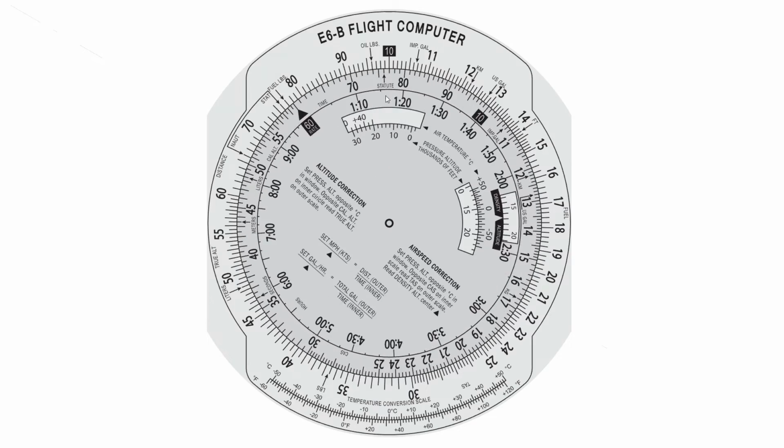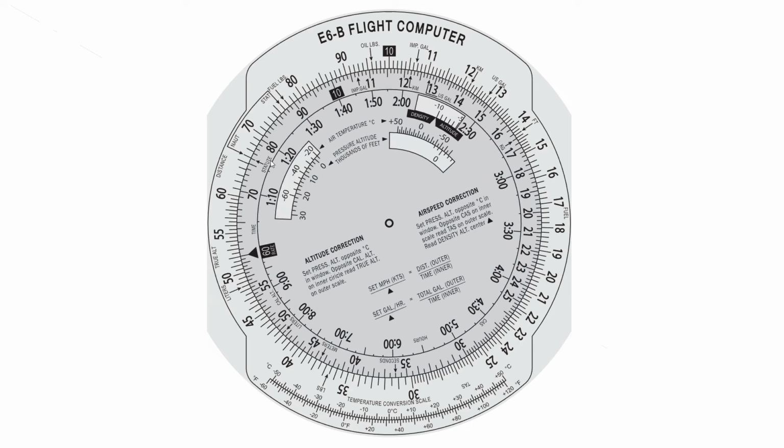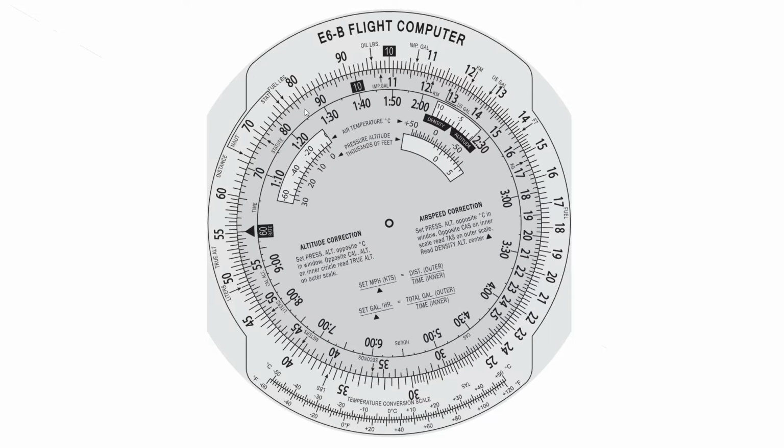Another common one is going to be nautical to statute. Let's say we're converting nautical miles to statute miles. Pretty common conversion. Again, we line up these two arrows, nautical on the outside, statute on the inside, and let's just use 100 again. So 100 nautical miles is going to be just over 115 statute miles. And this works for speeds as well. So knots and miles per hour, where miles per hour is for the statute. We can convert that as well.